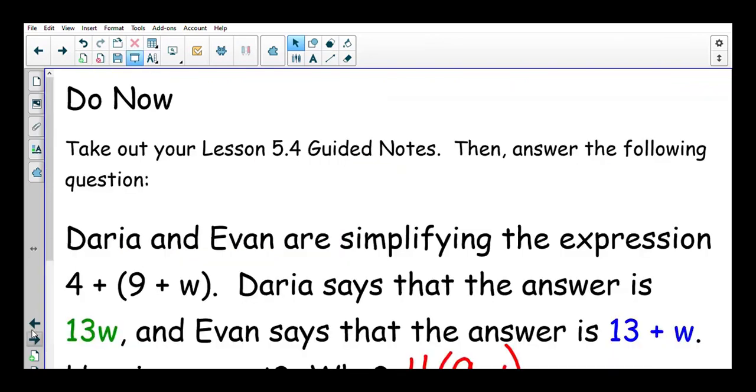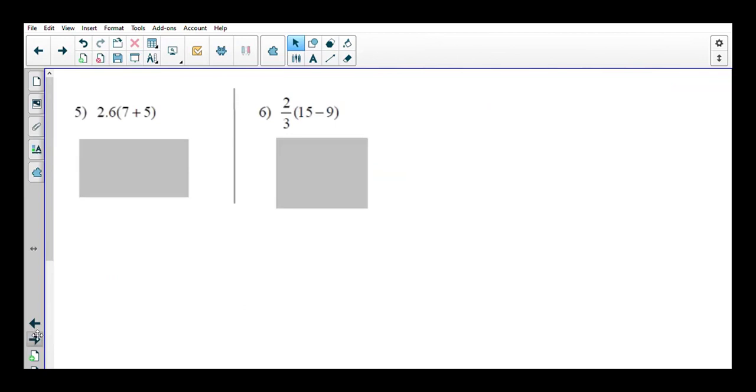All right, let's go ahead and take a look at the last two questions using just numbers on the back of this next page. We mixed in some decimals and fractions, and we are allowed to use our calculators to do problems like this. So if we have 2.6 and then in parentheses 7 plus 5, we are going to do 2.6 times 7 plus 2.6 times 5. So I'm going to write it just like this.